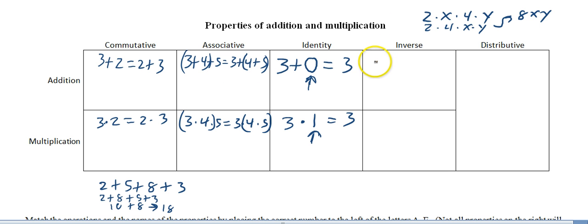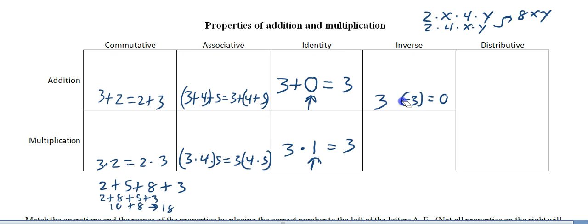Inverse. Inverses are the opposite. It's something that takes you back to 0 basically. So if you have 3, what can you add to it that takes you right back to 0? It's negative 3. That's its inverse. Or you could say the inverse of it is subtraction. If you had 4 and you subtract 4, you get 0. The inverse of addition is subtraction, or the inverse of a positive is a negative.